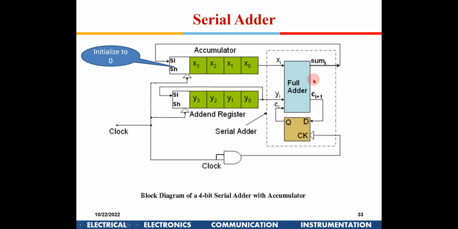So one more clock will push that final carry, which was available here from adding x3 and y3. Here it will become 0 0, that will come here. So 4-bit addition gives me a 5-bit answer. That 5-bit answer will be available in the accumulator, and in the addend register, whatever the previous data was will be pushed back in here. So this is how it works. Now, what would be the advantage and disadvantage? Can anybody guess?